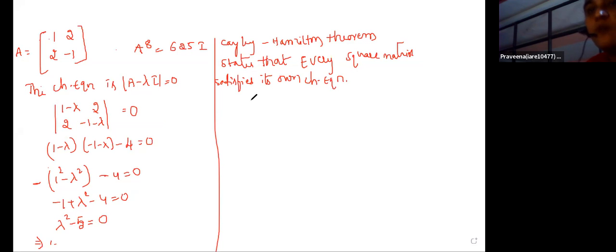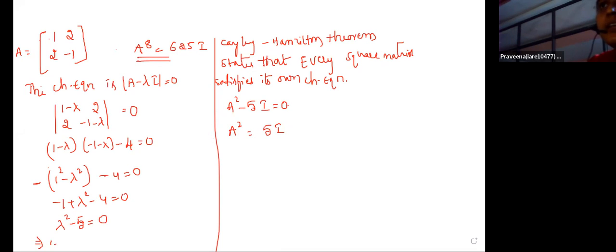Okay, from that, I'll write the equation as A square minus 5 into I is equal to 0. From that, A square is equal to 5I, right? Now what we have to find: deduce that A power 8 is equal to 625 I. Verification is also asked in the question? Okay, verification also, then continue, or else I'll explain A power 8 only.